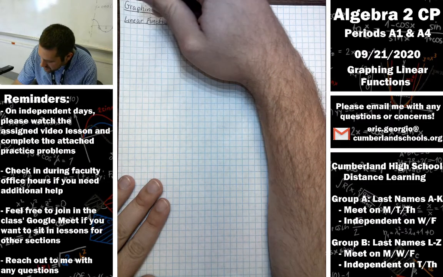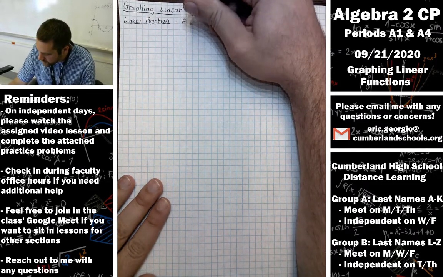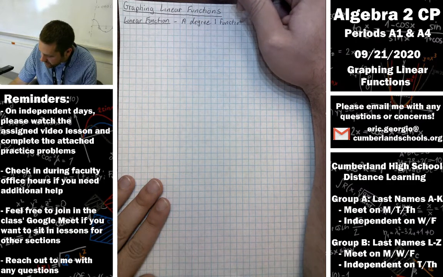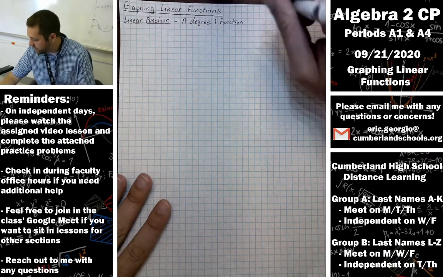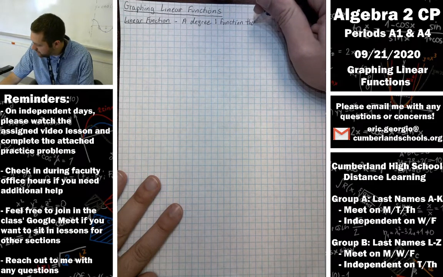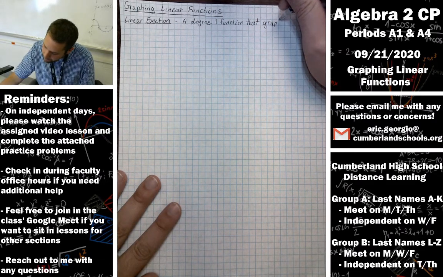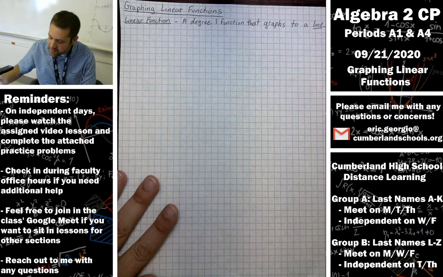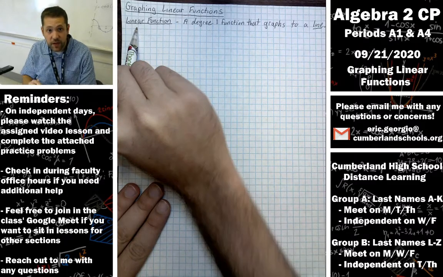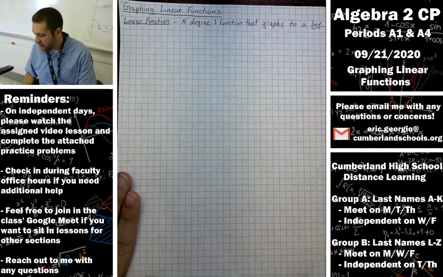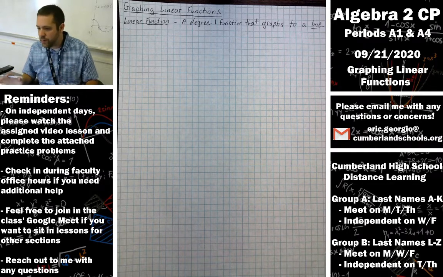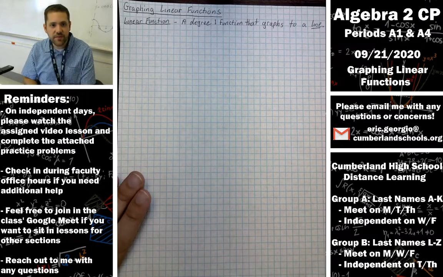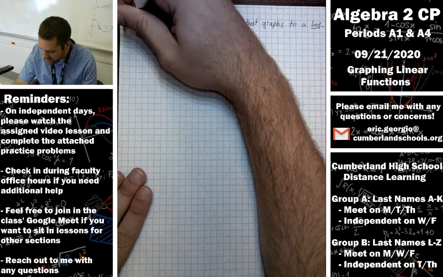And a linear function is a degree 1 function. And again, remember that means that the highest exponent that you see in the function is 1, x to the first. That graphs to a line. And you can see the word line in the name linear as well. So that's a nice little reminder that these all graph to straight lines, not curves, not parabolas, no bumps, just regular old line.